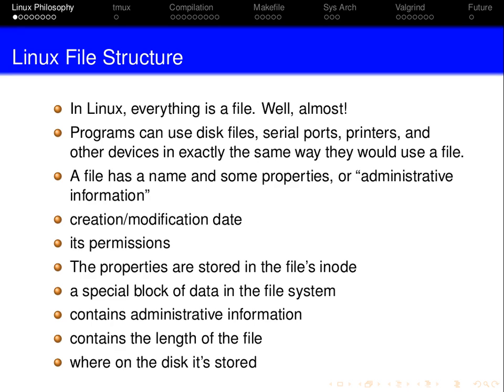Programs can use disk files, serial ports, et cetera. If you write to a printer, you open a file. You want to write to serial ports, a file as well. As we learned last time, it has a name, modification, permissions, so you can actually set who's allowed to use each device. Stored in a file's inode. In OS, you'll talk about inodes, but that's simply a place to store the file's metadata, or its information, which is a special block and can contain other information about the file as well.